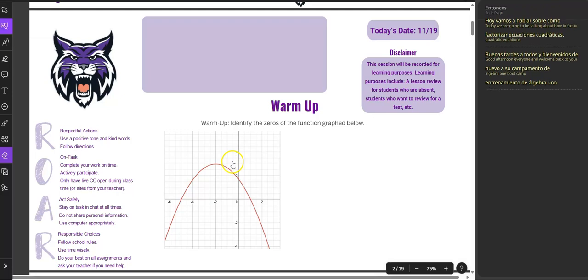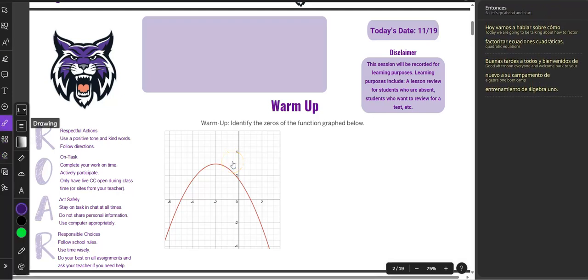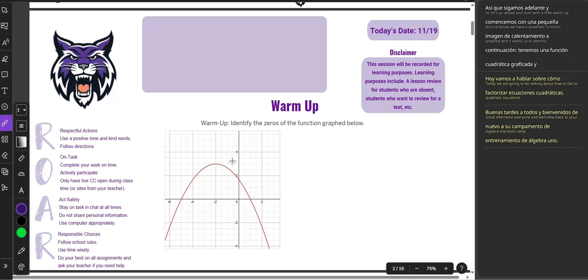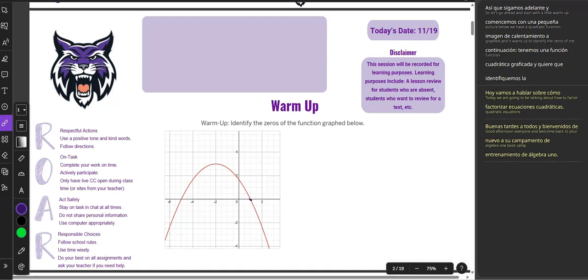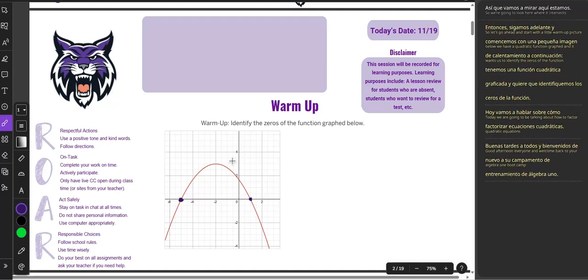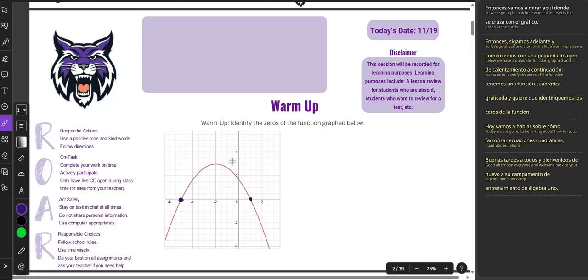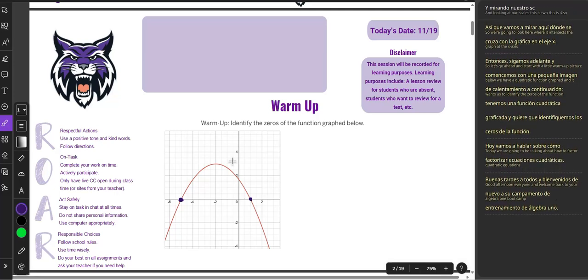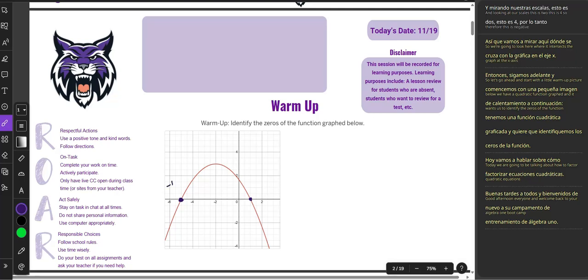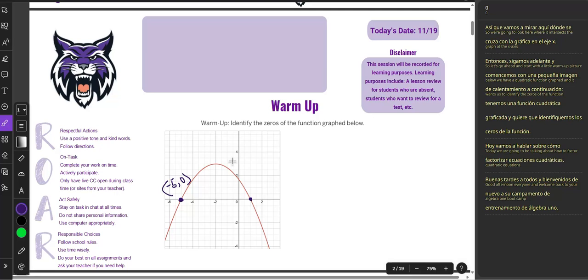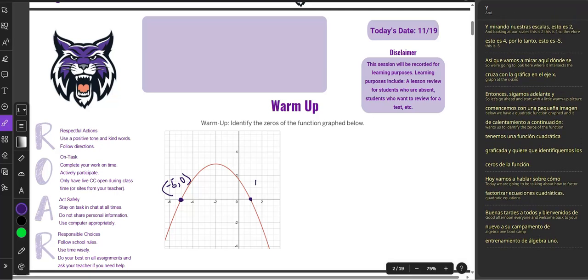So let's go ahead and start with a little warm-up. Pictured below, we have a quadratic function graphed, and it wants us to identify the zeros of the function. So we're going to look here where the graph intersects the x-axis. And looking at our scale, this is 2, this is 4, so therefore this is (-5, 0). And again, this is 2, so therefore this is (1, 0).